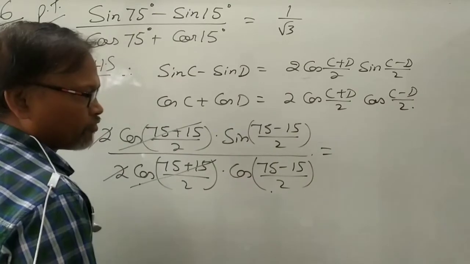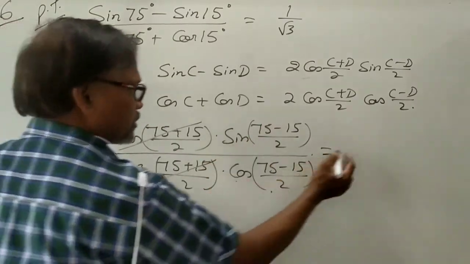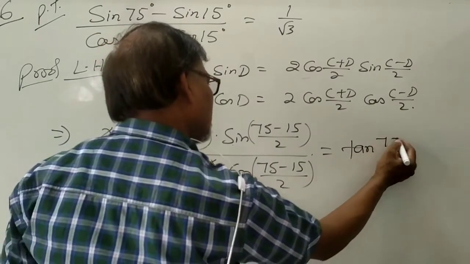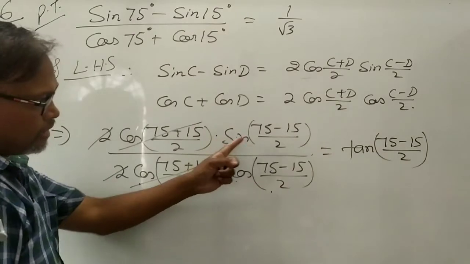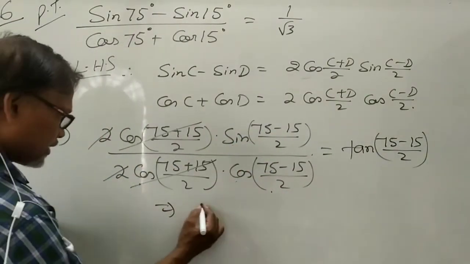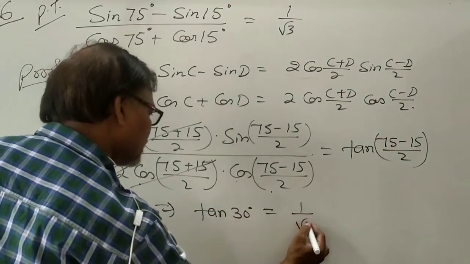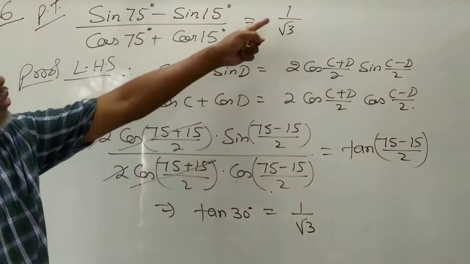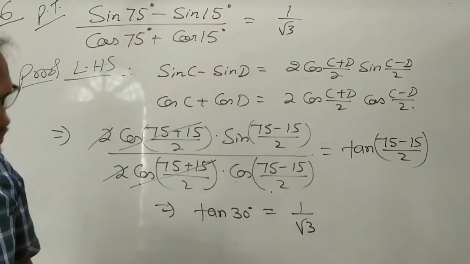75 minus 15 that is 60, 60 by 2 that is 30, sin 30 and cos 30 you can write as, पहले तो ऐसे लिख दे अगर कुछ और नहीं समझ में आ रहा क्योंकि sin theta upon cos theta is equal to tan theta, then you can write as tan 30 degree and what is the value of tan 30 degree, that is 1 by root 3. So by this way you can get the answer.